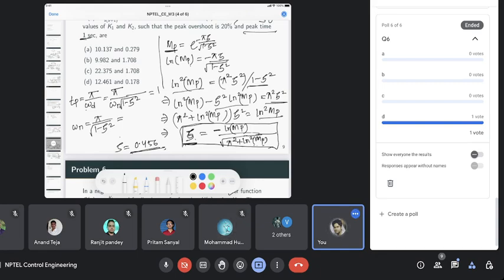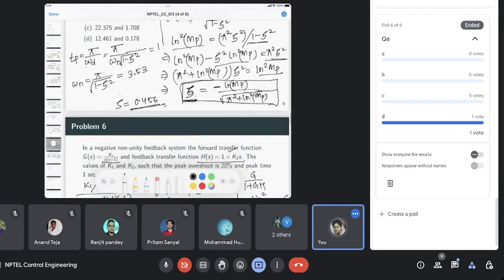Is it clear? Yes, sir. Okay, then you just put it in the calculator. I actually put that in the calculator and calculated. This is simple. That value you get is something like 3.53 radian per second.